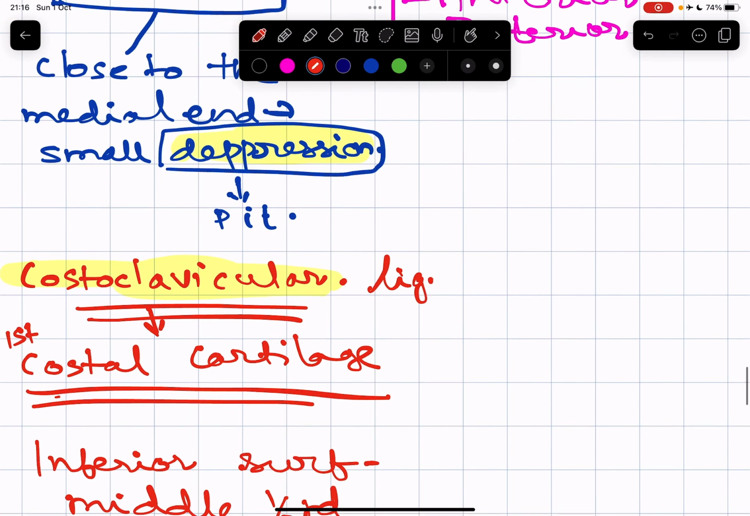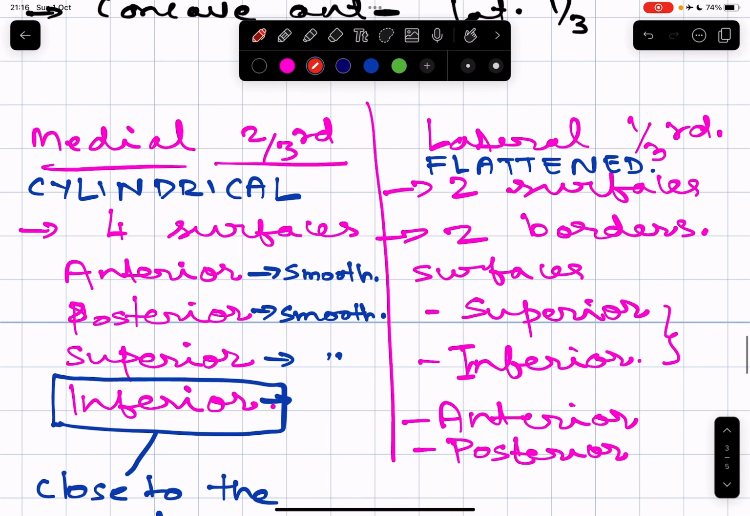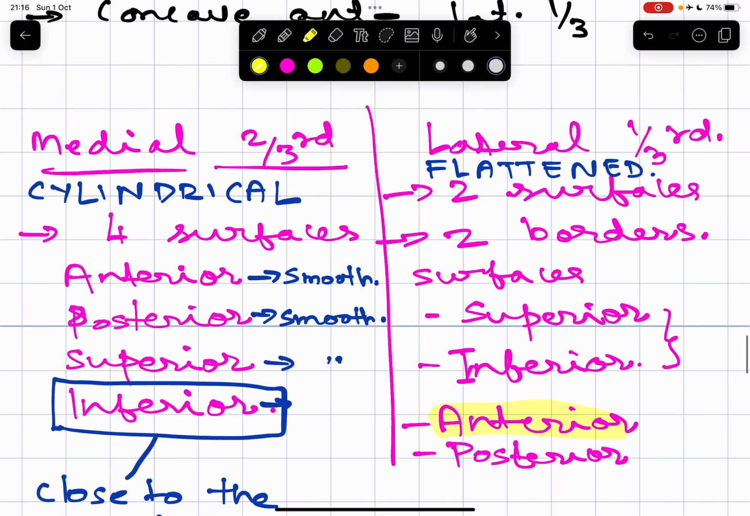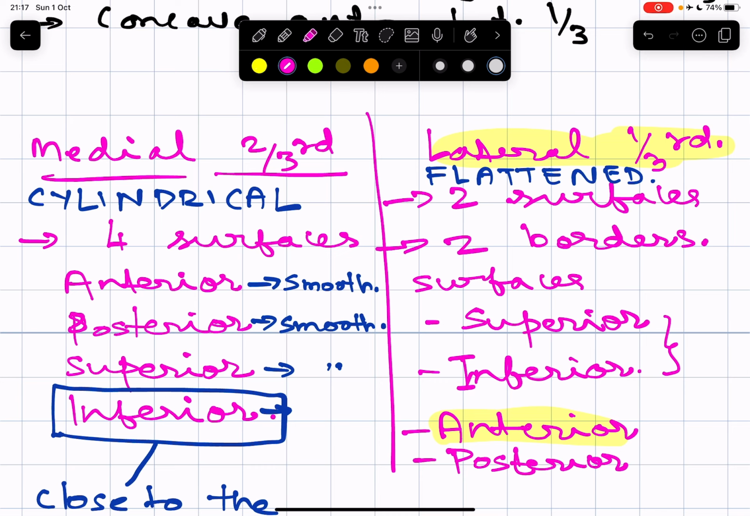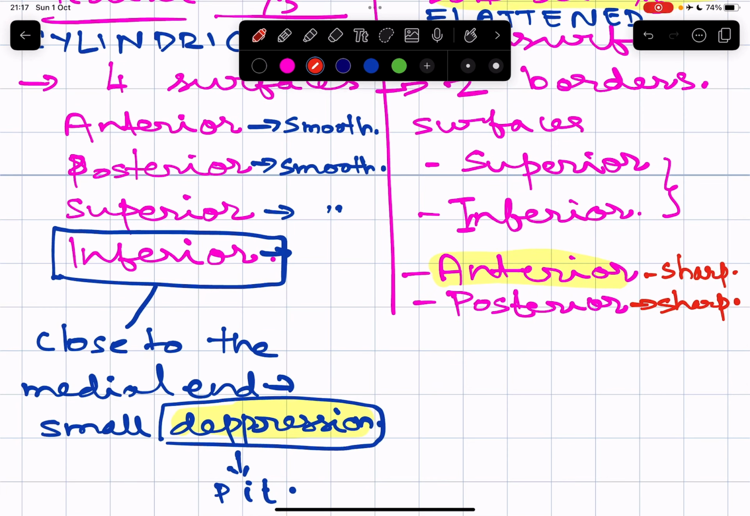Now when we look at the anterior border of the lateral one third, it is actually sharp, and we have a muscle attached there. We will talk about the muscle in a bit. And the posterior border is also a bit sharp. The superior surface is smooth, a little bit rougher than the medial two third, and gives attachment to muscles.